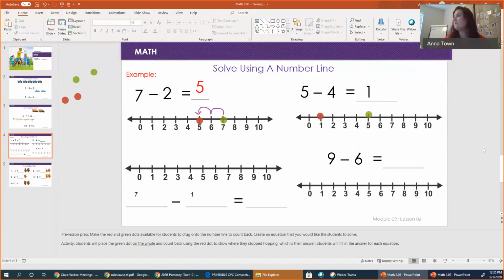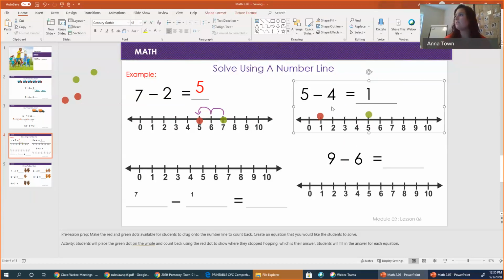Now, boys and girls, what you're doing is you're just going backwards. So we started at 5 because our first number was 5, and that's our biggest number. Now we're going to take 4 away from 5. So we're going backwards because we're subtracting. Took 1 away, 2 away, 3 away, 4 away.